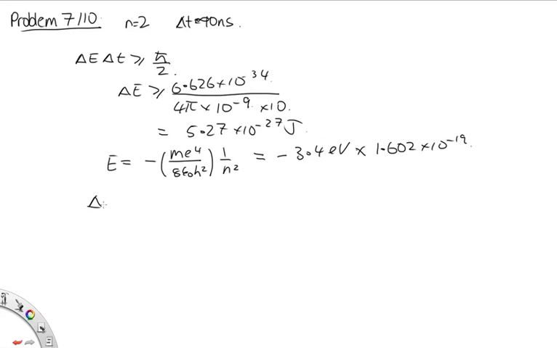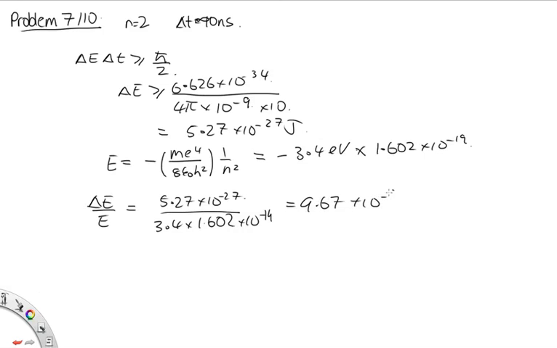So our uncertainty in the energy over the energy is equal to 5.27 times 10 to the minus 27 over 3.4 times 1.602 times 10 to the minus 19. So this is equal to 9.67 times 10 to the minus 9. Now this is the part which is important. This tells us that we can't represent the energy to more than around about 9 significant figures.